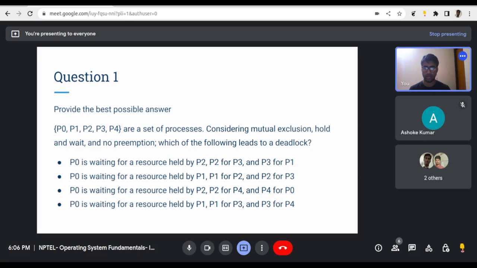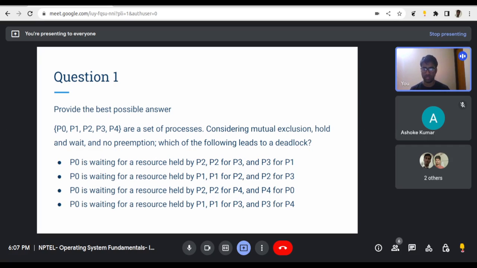Okay. So this is the first question. There are five processes, P0, P1, P2, P3, and P4. Considering mutual exclusion, hold and wait, and no preemption to be valid, which of the following cases leads to a deadlock? First, P0 is waiting for a resource held by P2, P2 is waiting for a resource held by P3, and P3 is waiting for a resource held by P1.